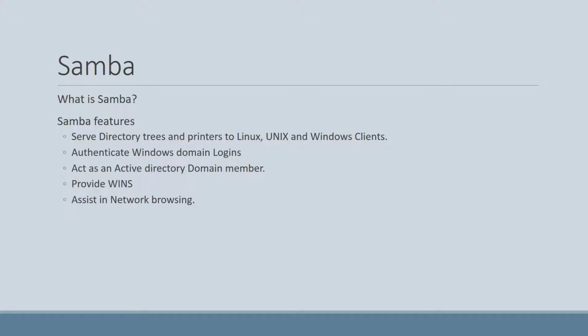What is Samba? Samba is an open source implementation of the Server Message Block, the SMB protocol. It allows the networking of Microsoft Windows, Linux, Unix, and other OS systems together by enabling access to the Windows-based file and printer shares. Samba uses the SMB protocol to appear as a Windows server to its Windows clients.